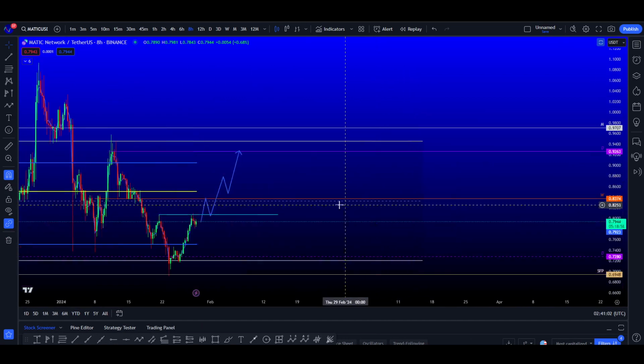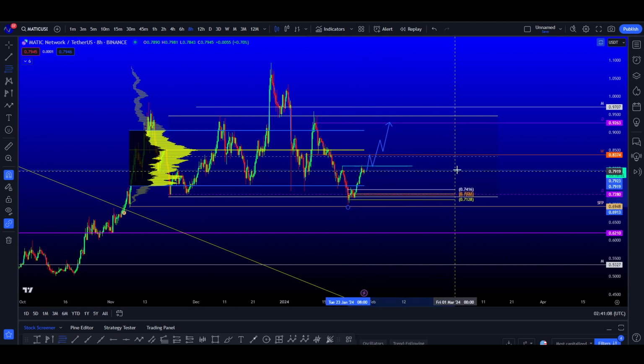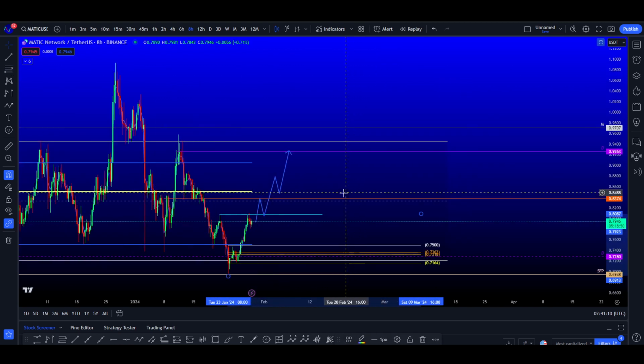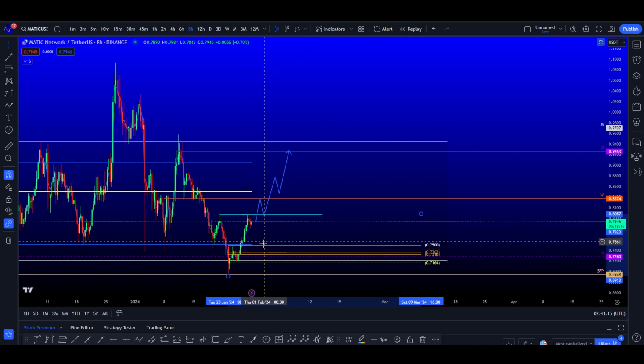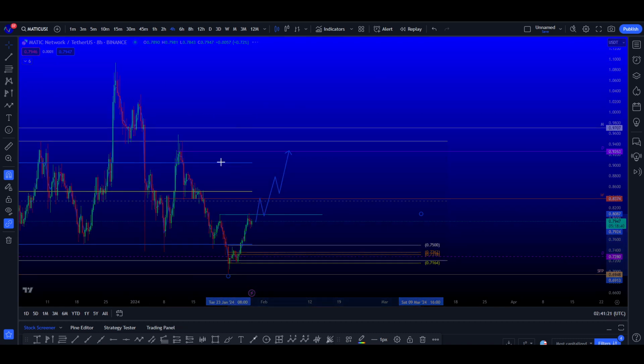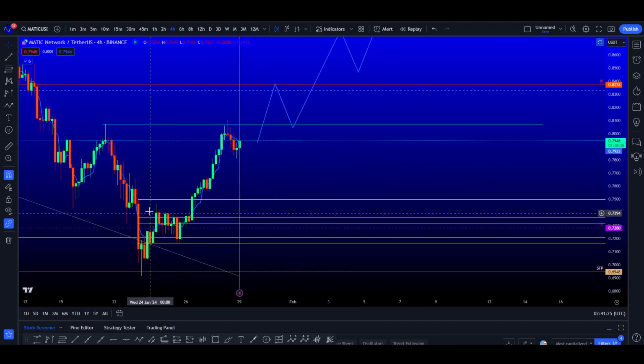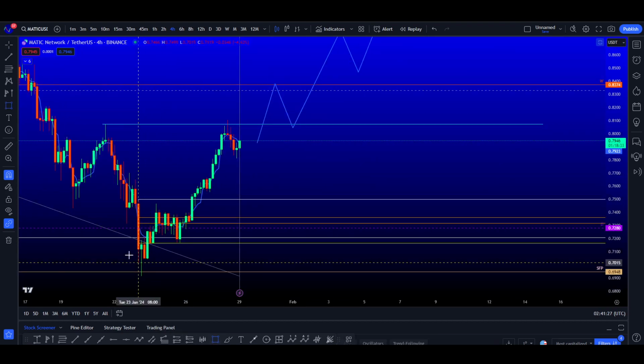If we do fail from these levels, then yes, I would be looking at the bottom of the parallel channel again. We could go ahead and pull our fibs from the low to see if anything lines up. So it looks like the 0.5 lines up with the value area low, so that would be a great area to add back to a long. And if you look at it a little bit closer, this is also support and resistance, right?